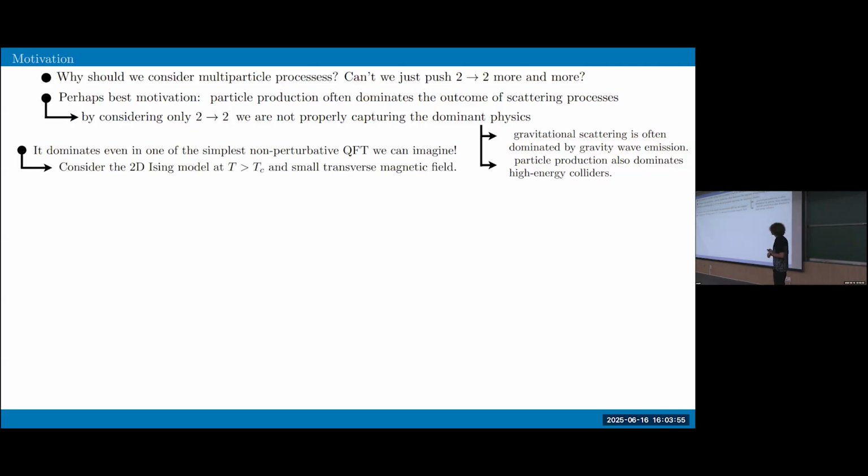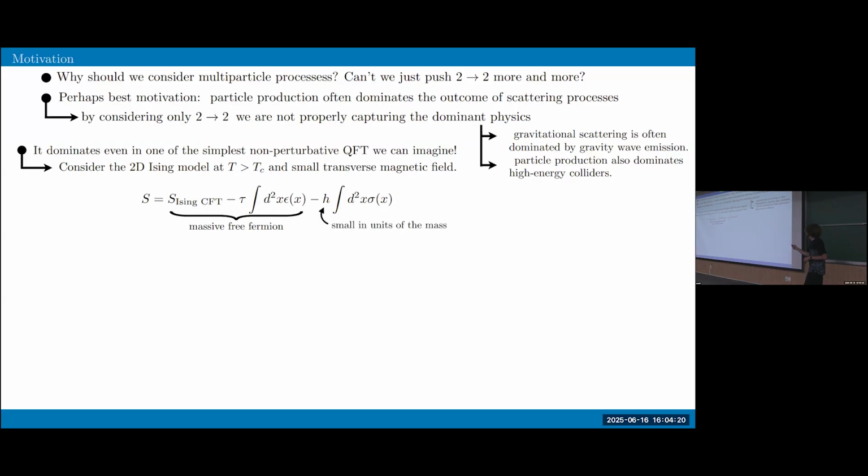So for example, let's consider the 2-dimensional Ising model at high temperatures and small transverse magnetic fields. This is one of the simplest field theories you can imagine. We start with the simplest minimal model in 2 dimensions. We deform by the temperature operator and then by the spin operator. The first 2 terms just give a massive free fermion. The mass scale is given by the tau parameter. And then we do a small deformation in the spin direction.